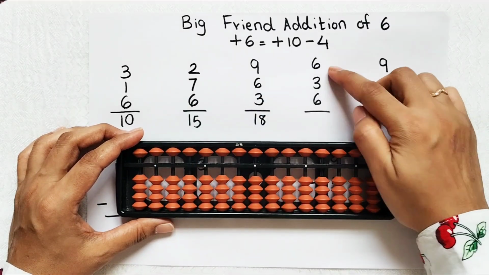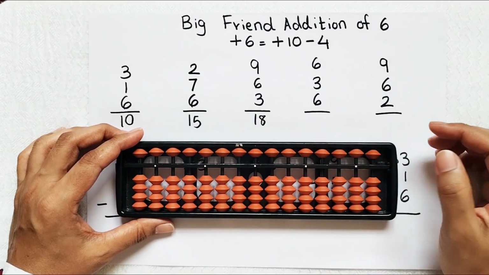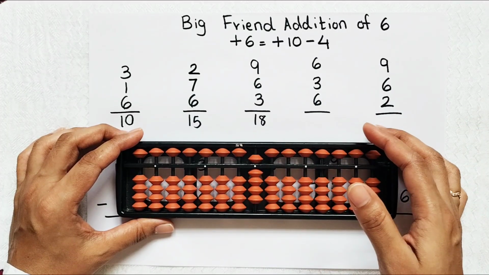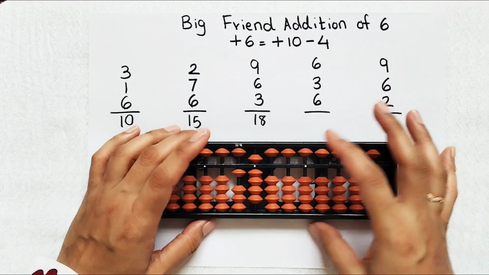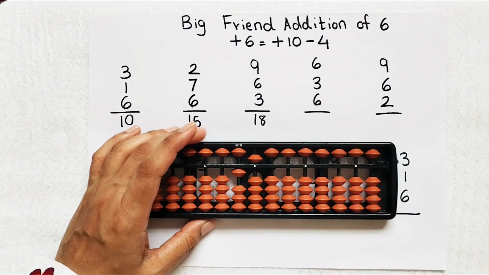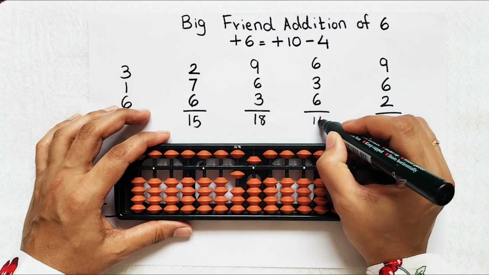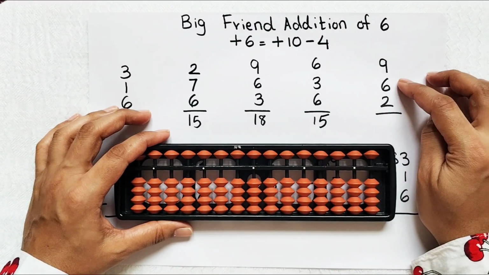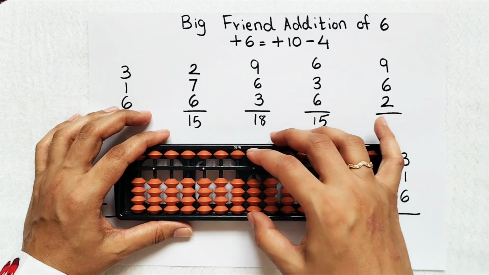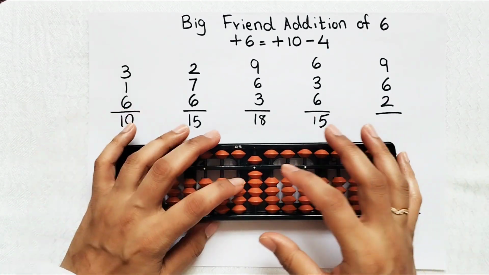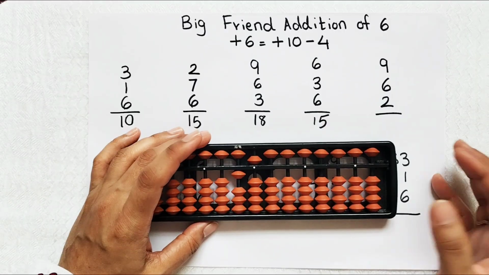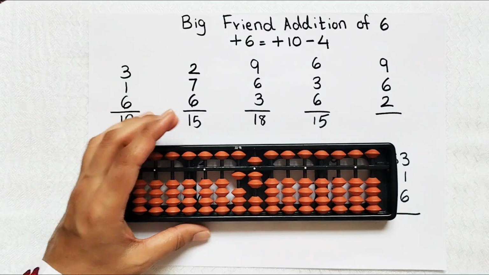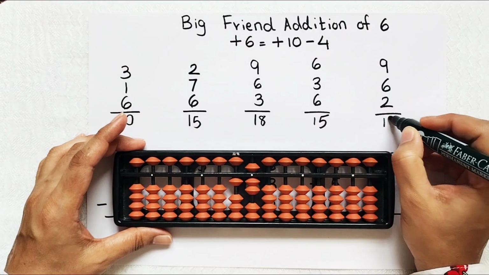Next, 6, 3, 6. Add 10 less 4. My answer is 15. Next, 9 add 6, add 2. Add 6 is add 10 less 4 and add 2. My answer is 17.